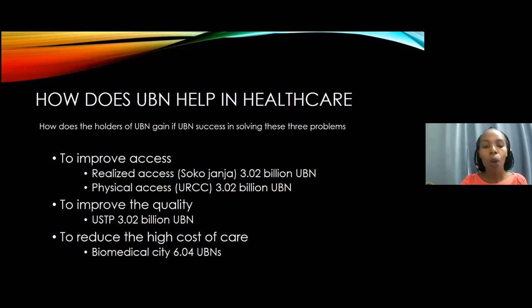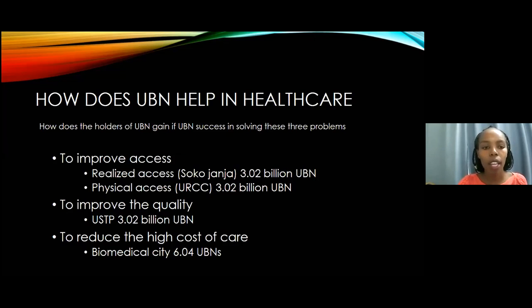And how do we do that? We do this by helping people to sell what they produce, and that is when we go to Soko Janja. Soko Janja is our online retail store built to make sure that everyone has a place to sell their product. And Soko Janja provides you a local and international market for your product. So that is how we improve the realized access in healthcare, and that is how we use UBN to make sure that Soko Janja is working, and to make sure that people have markets for their product and they have money in their pocket.